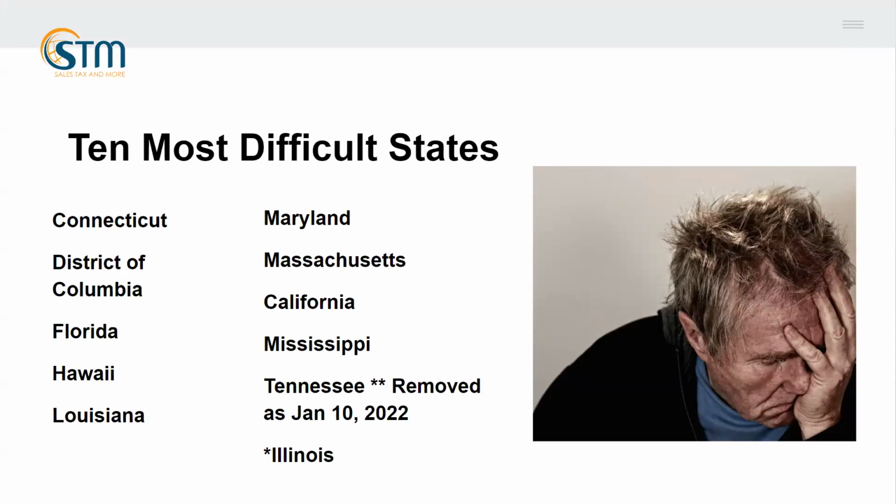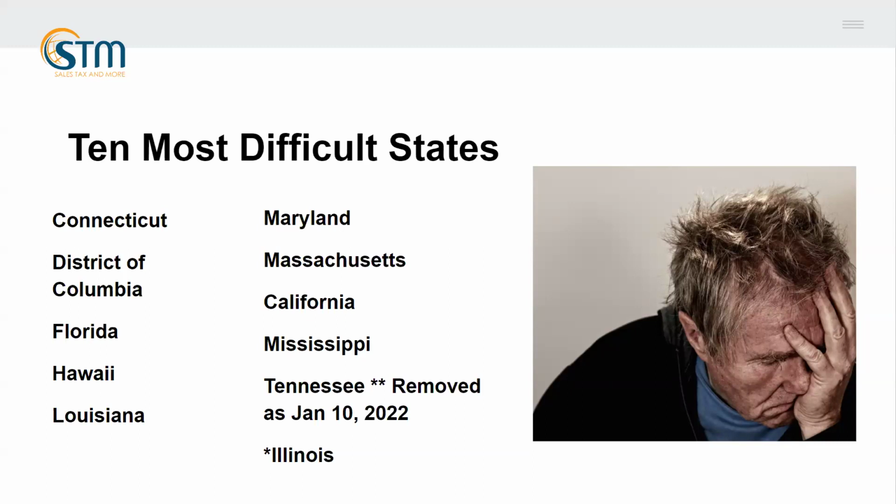All right, so these are the 10 most difficult states. And in these states, under some or all circumstances, you might need to be registered in the state in order to issue a valid certificate. Now, Tennessee was on that list. It was removed as of January 10th of 2022. Some people still believe that it's one of the 10 tough states. That's why we've left it up on the slide here, but it is no longer one of the 10 tough states. Illinois used to be an honorable mention. Now it's moved up into the 10th spot.